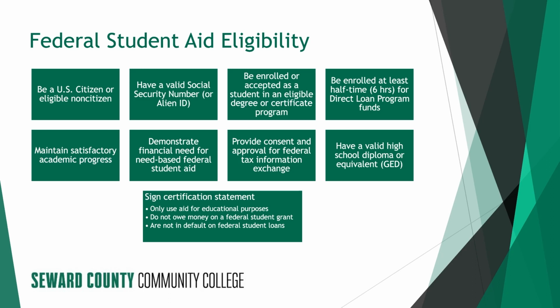The student must be enrolled at least half-time for direct loan program funds. Students must maintain satisfactory academic progress. You must demonstrate financial need for need-based federal student aid. You must provide consent and approval for the exchange of your federal tax information into the FAFSA. Students must also have a valid high school diploma or GED equivalent prior to federal aid being disbursed. And finally, you must sign the certification statement within the FAFSA form.